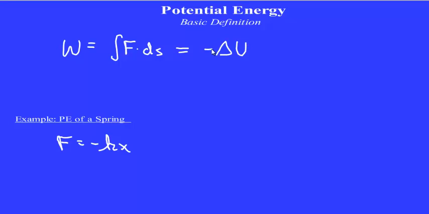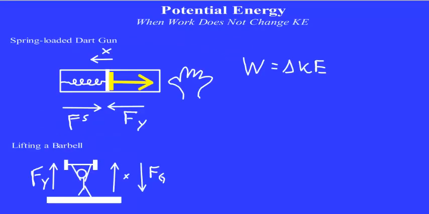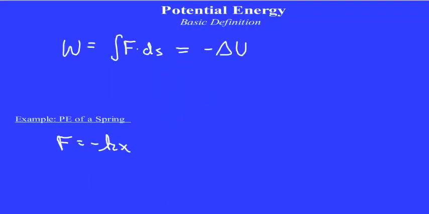That goes back to, if I go back to the previous screen, the force that was operating during the time of this spring-loaded gun. This force here, the spring force, is doing negative work. During the time that we lifted the barbell, the force of gravity was doing negative work. So work done by the force and the potential energy are related to each other, but by the negative.